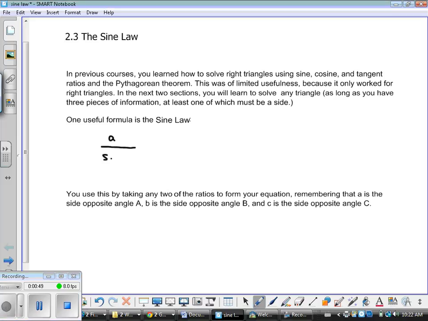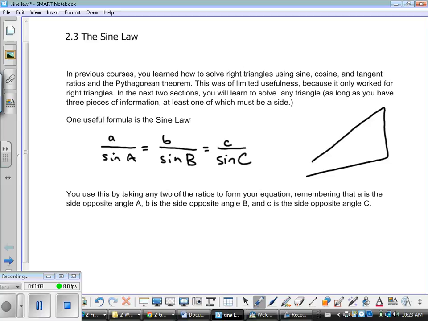It can be written as side A over the sine of angle A equals side B over the sine of angle B, C over sine C. I'm not going to make that into a right triangle, I don't want it to look like it has to be one. You're always going to have the angle and the side opposite. They're going to have the same letter, right? So this is angle B, it's going to be side B, etc. And it doesn't have to be a right angle to use this one. That's the difference between this and what we had before.